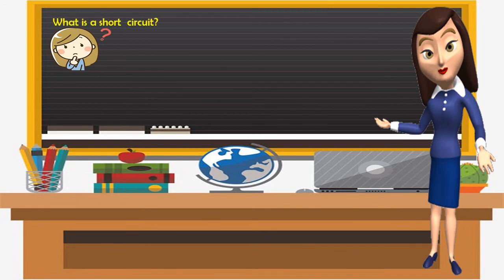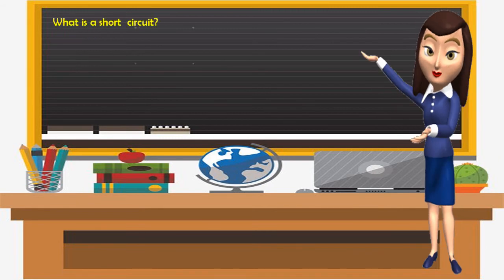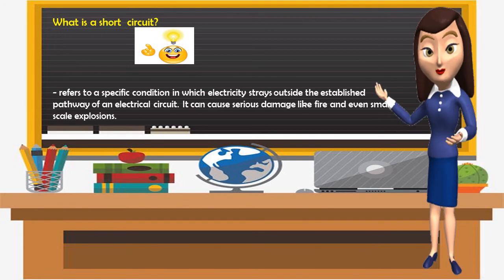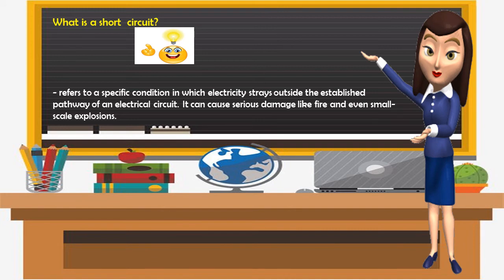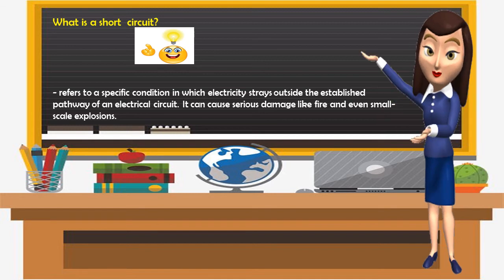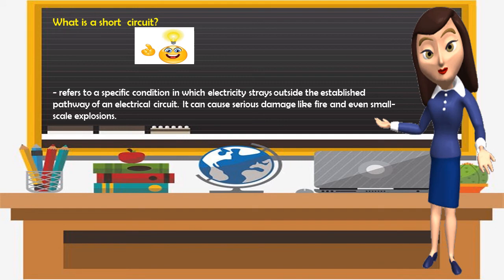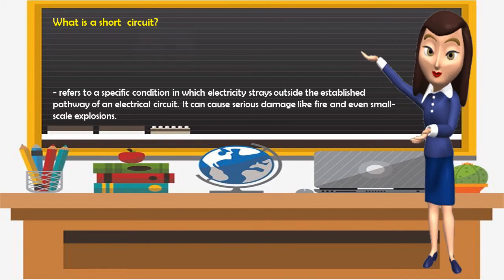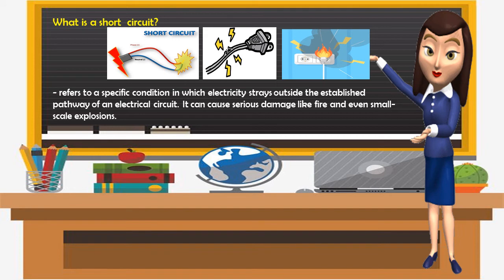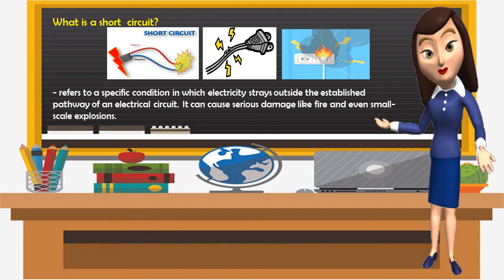So now, what is a short circuit? Short circuit refers to a specific condition in which electricity strays outside the established pathway of an electrical circuit. It can cause serious damage like fire and even small-scale explosion. As you can see in the picture, those are the causes of short circuit.